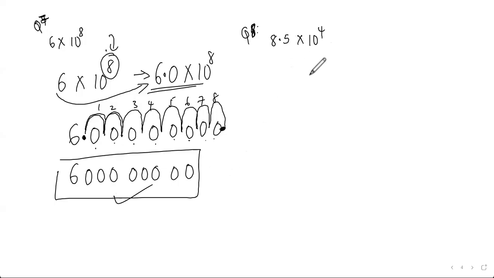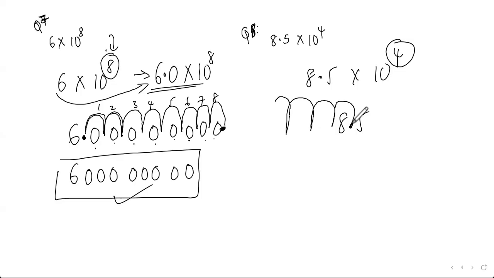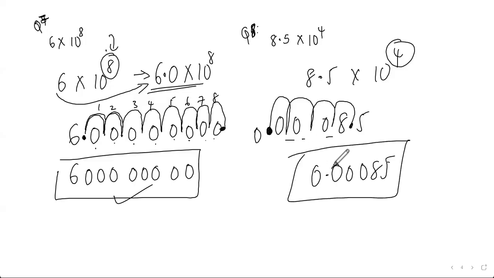Now this one is 8.5 times 10 to the power 4. First of all, you write 8.5. Now because you have to the power 4, you want to move 4 places behind. So from this decimal point, we want to move 1, 2, 3, 4. So this is where the decimal point is going to be. So you fill up these spaces with the zeros, and finally you have 0.12300085. So this is the answer to this question.